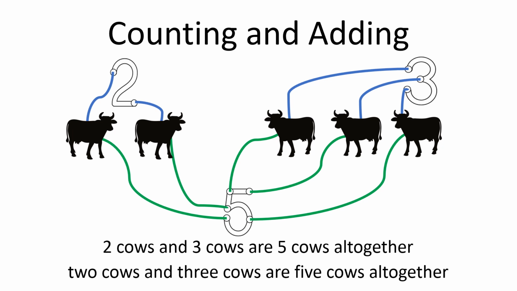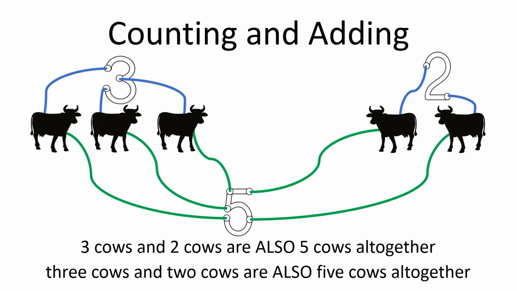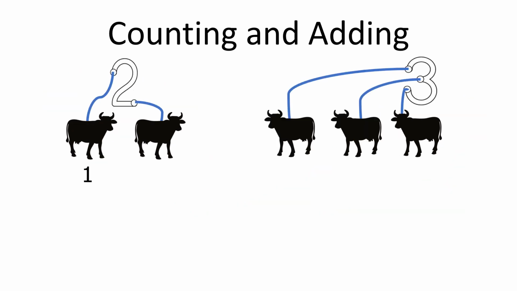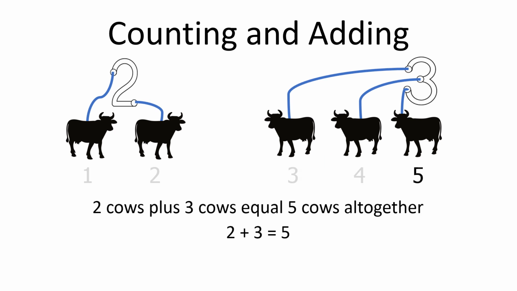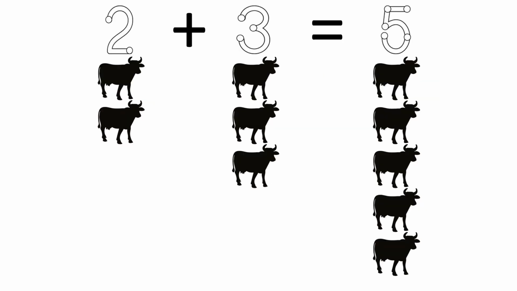So we use a combination of symbols for the numbers and also the words for the numbers as well. So we can then count them. 1, 2, 3, 4, 5. So 2 cows plus 3 cows equals 5 cows altogether. So 2 plus 3 equals 5. And there we have a picture of 2 cows, and plus 3 cows equals 5 cows.